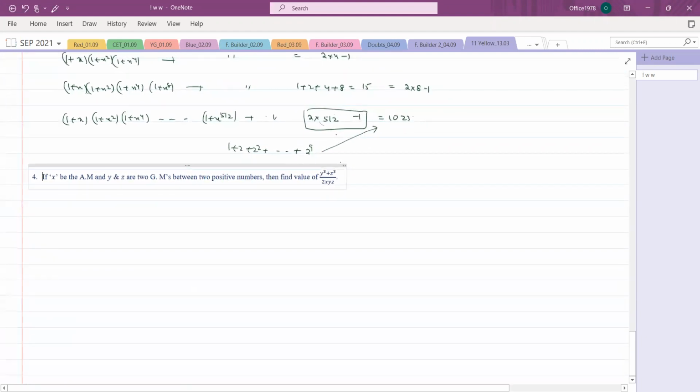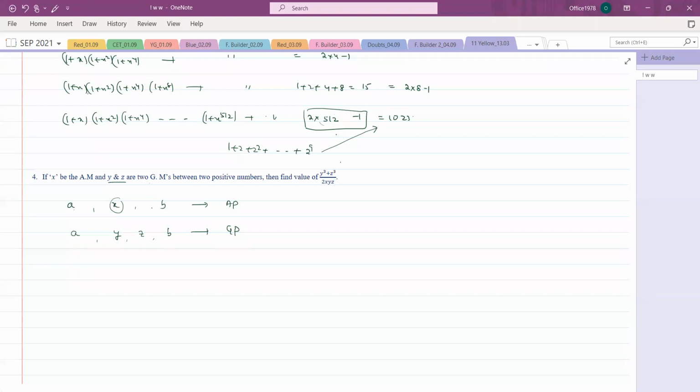If x is the arithmetic mean and y, z are two geometric means between two positive terms a and b, x is the arithmetic mean. This means a, x, b are in AP. If a, x, b are in AP, then x is called the arithmetic mean between a and b. Similarly, y and z are two geometric means, then a, y, z, b are in GP. Correct? Then only you can call y and z two geometric means between a and b. Then find the value of y cube plus z cube upon 2xyz.